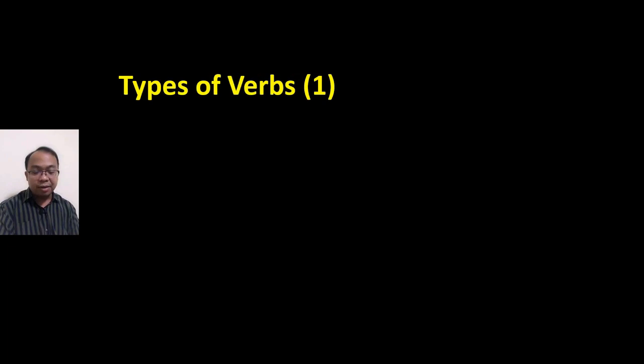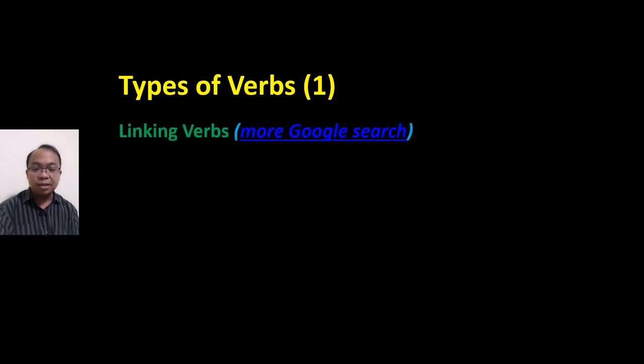So in English language, in order to write sentences in English language, you need to know that we have many different kinds of verbs in English, and it is important to know those verbs so that you know how to write sentences properly. So types of verb number one. What is the first type of verb that I'm going to show you today? The first type of verb is called linking verbs. Linking verb is the first type of verb that we will discuss today.